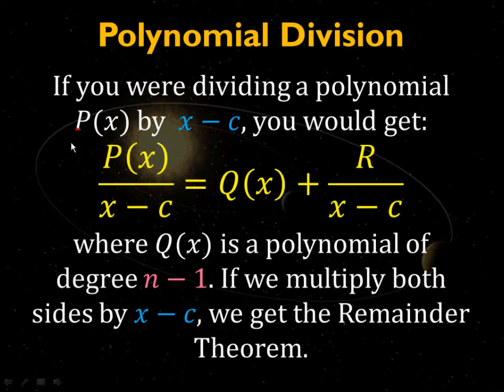If you were dividing a polynomial p of x by x minus c, you would get this. So when we divided the polynomial p of x by x minus c, we got this q of x. That's the quotient. That's what we got either on top of the long division or using the coefficients after we did synthetic division, plus the remainder divided by x minus c, where q of x is some polynomial with a degree n minus 1. So if p of x had x to the fourth as its highest term or its degree, q of x's highest term would be x cubed. If p of x was x to the sixth, q of x would have an x to the fifth, and so on. Now, if we multiply both sides by x minus c, you get what is called the remainder theorem.